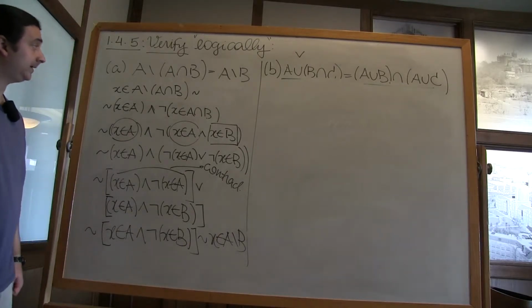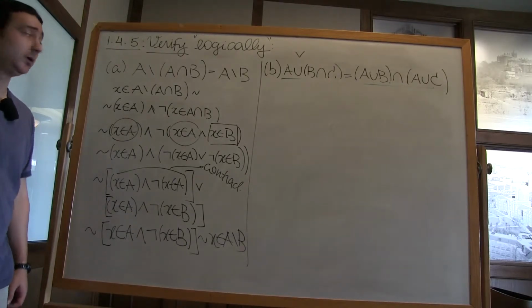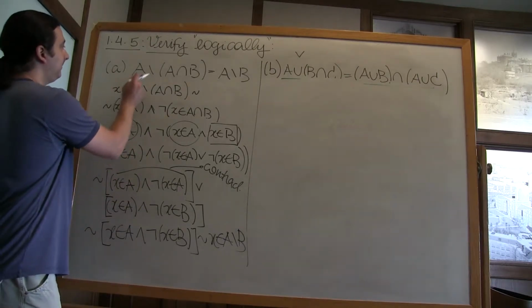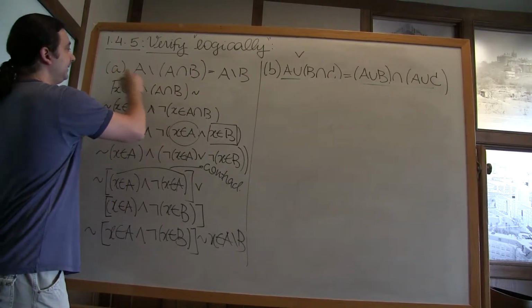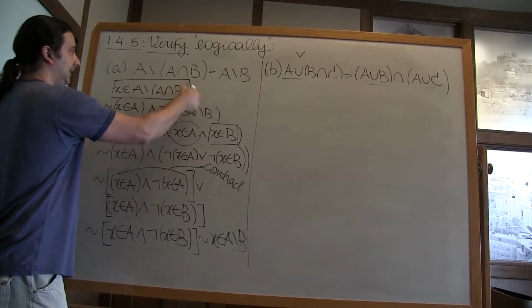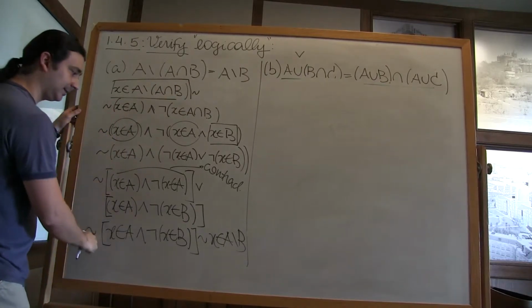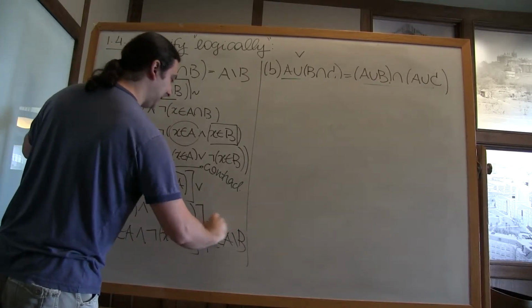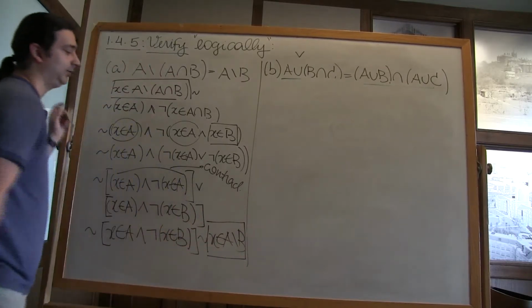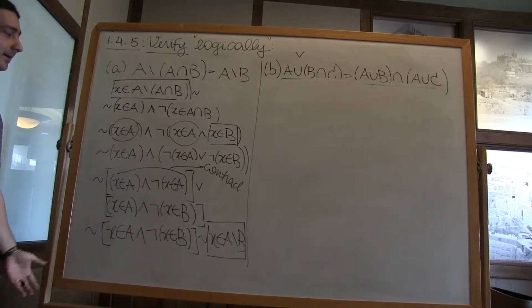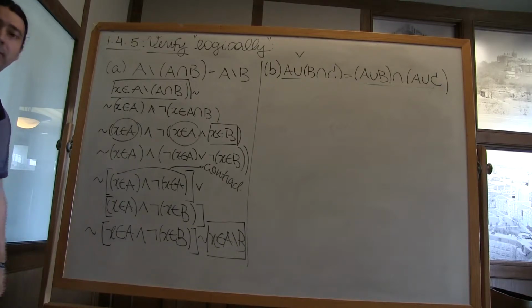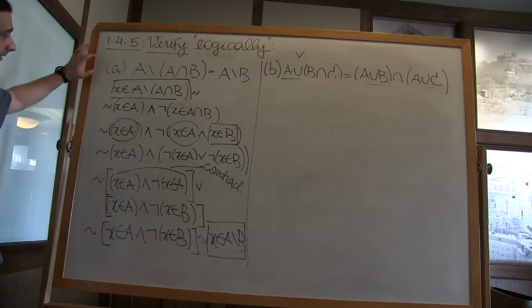So we've done what we set out to do. We proved that an element belonging to the first set is logically equivalent to the same element belonging to the other set. That means that they have exactly the same elements and therefore the sets are equal. Okay? So this is part A.